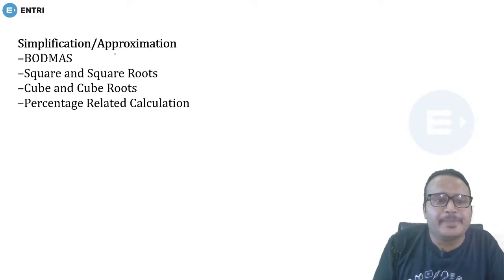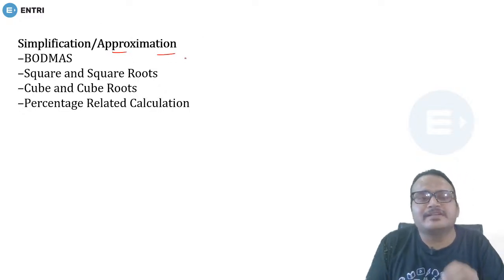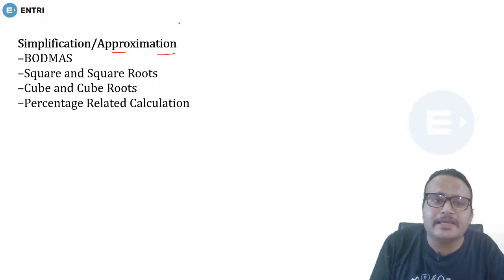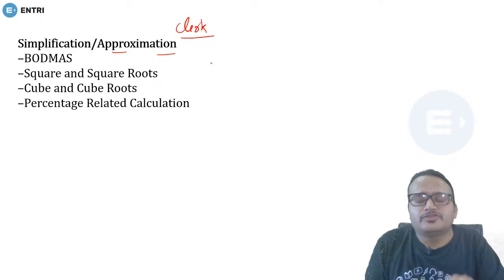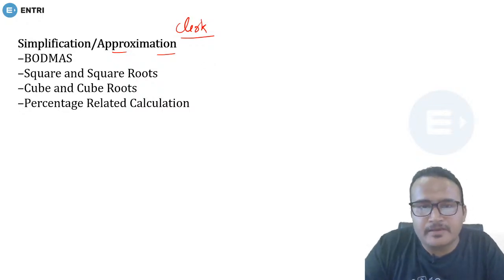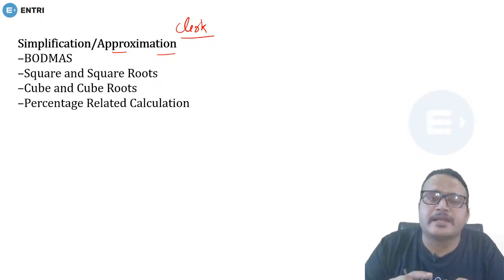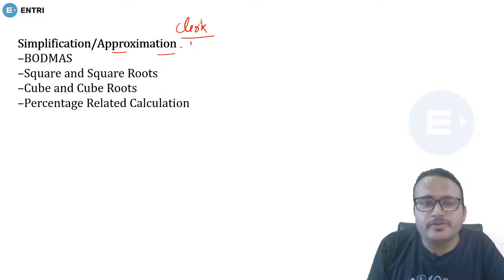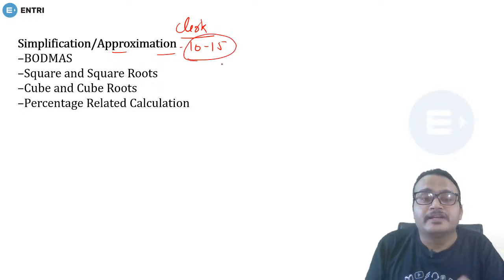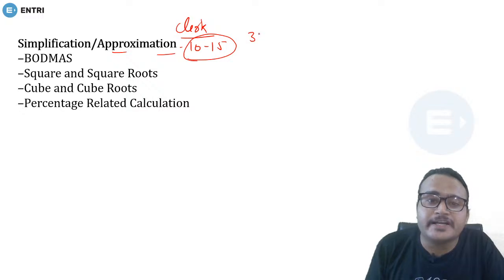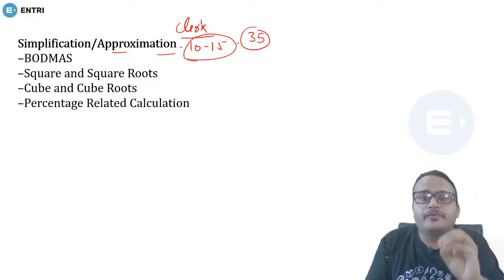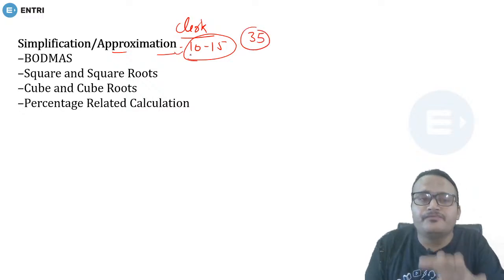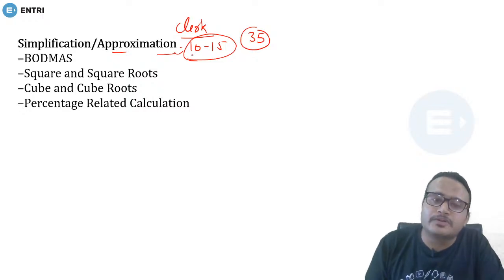Simplification and approximation is the first and important topic for any clerk level exam, and here we are talking about IBPS Clerk. Whether it is IBPS Clerk, RRB Clerk or SBI Clerk, simplification and approximation becomes a very important topic, because from this topic 10 to 15 questions out of 35 are there in the examination. That means you can score 10 to 15 marks from this section if you gain command over this topic.